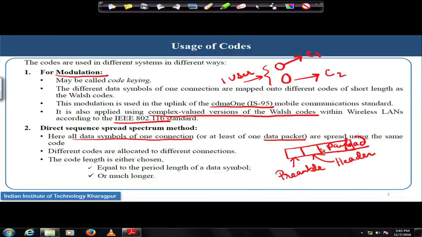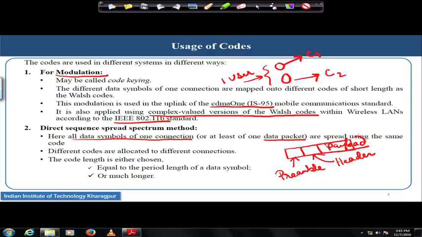So, when we utilize a code to spread the data symbols, at least for one packet, if we keep the spreading code the same, then it is actually spread spectrum. Usually we do not prefer to use different codes to spread different sections of the payload within a packet.